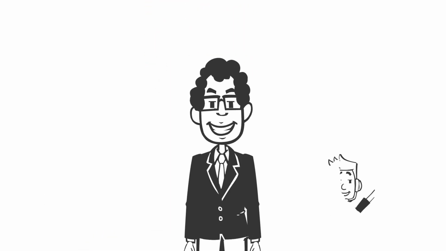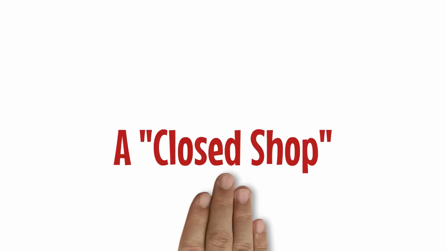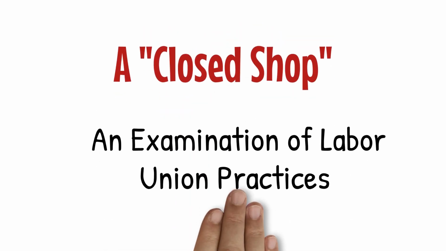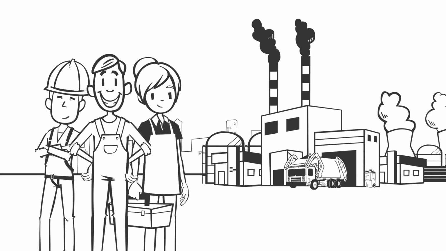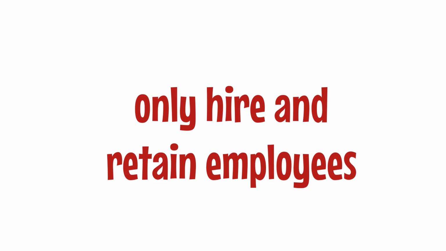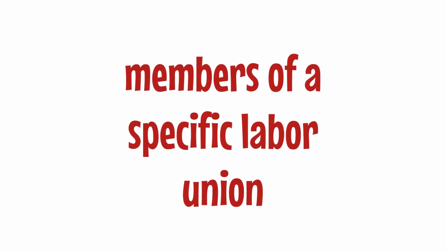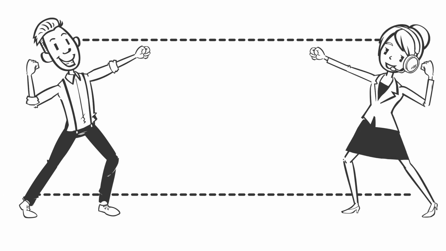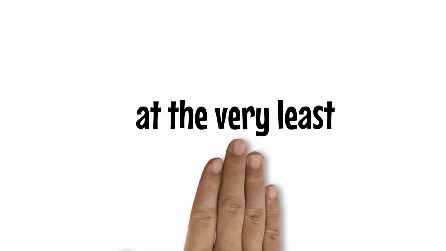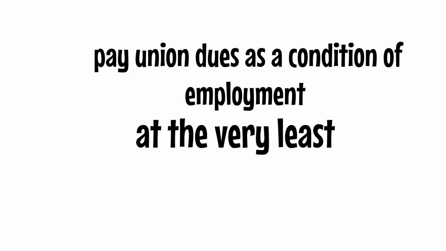A closed shop, an examination of labor union practices. A closed shop is a term that has been an integral part of labor union history and collective bargaining in the United States. This practice refers to a workplace arrangement in which an employer can only hire and retain employees who are members of a specific labor union. In essence, it requires all employees to join the union, or at the very least, pay union dues as a condition of employment. Closed shops employ only union workers.